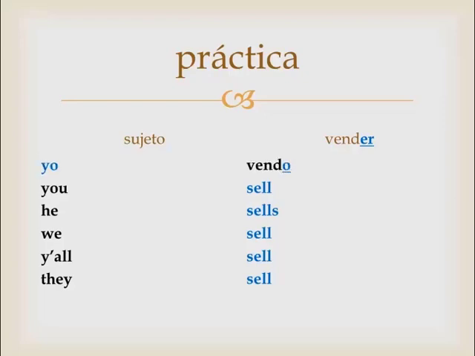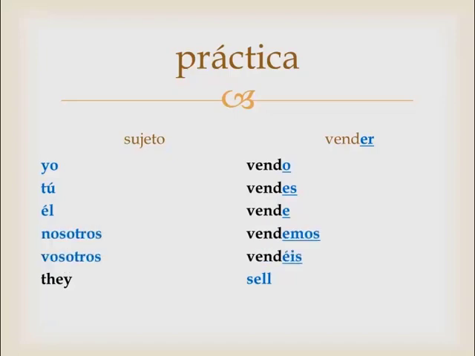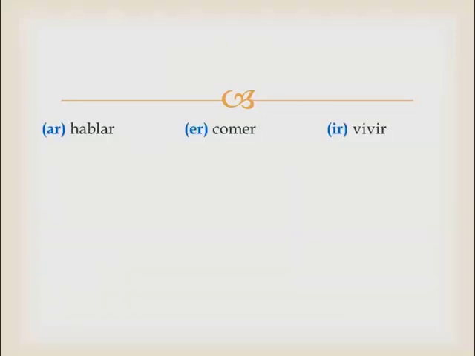You should have yo vendo, I sell. Tú vendes. Él vende. Nosotros vendemos. Vosotros vendéis. And ellos venden. I sell, you sell, he sells, we sell, y'all sell, and they sell. The yo always has to have an O at the end of the verb. The tú, an es, el, e, etc. O, es, e, emos, éis, and en. Those are the correct terminaciones for a verb in the segunda conjugación.